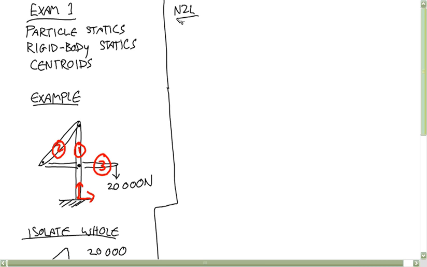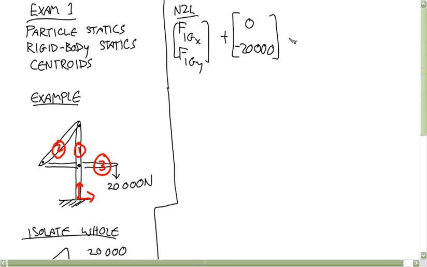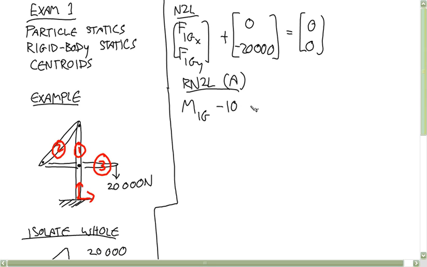So Newton's second law says F1GX, F1GY plus the only other force, the 0, negative 20,000, is equal to 0, 0. And the rotational Newton's second law says M1G minus 10,000 is equal to 0.